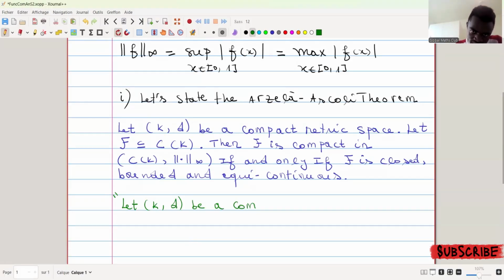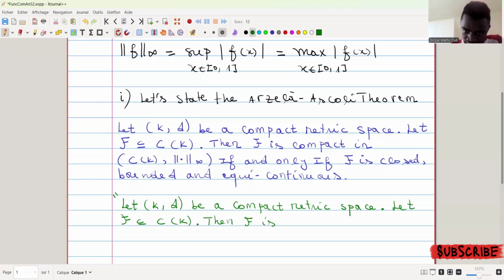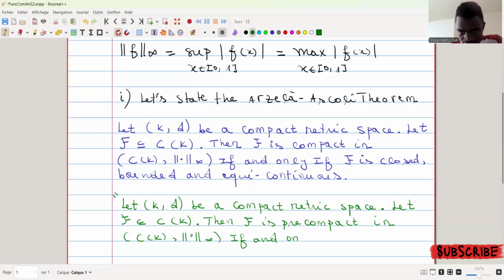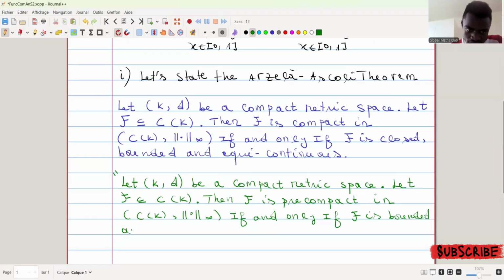Let (K, d) be a compact metric space. Let F be a family of functions in C(K). Then the family F is pre-compact in C(K) if and only if F is bounded and equicontinuous.